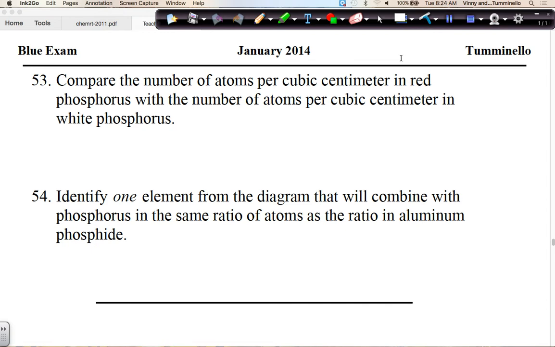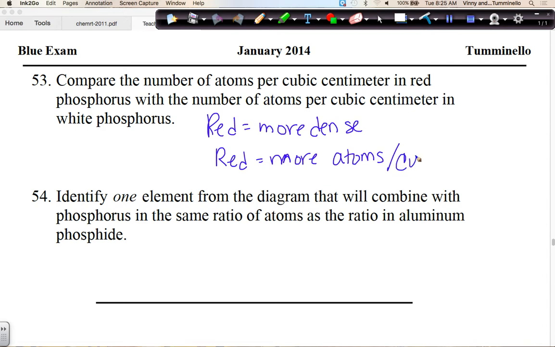Number 53, compare the number of atoms per cubic centimeter in red phosphorus with the number of atoms per cubic centimeter in white phosphorus. They gave us the densities for these, and when we reread the reading, the red phosphorus was more dense. That means that the red phosphorus has more atoms per cubic centimeter. Being more dense means that your atoms are closer together.